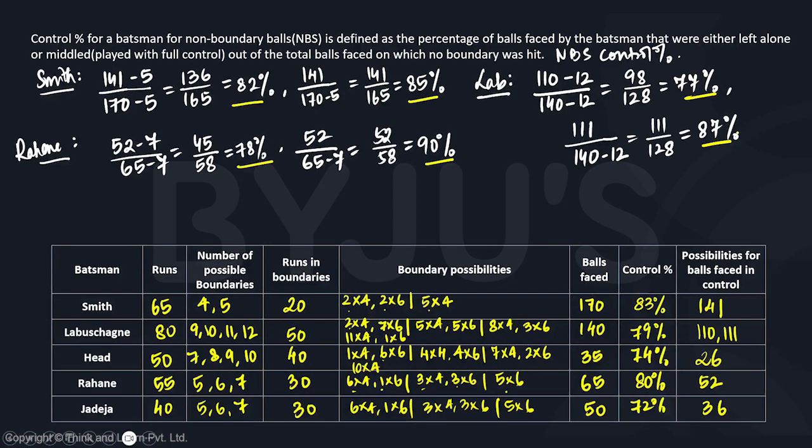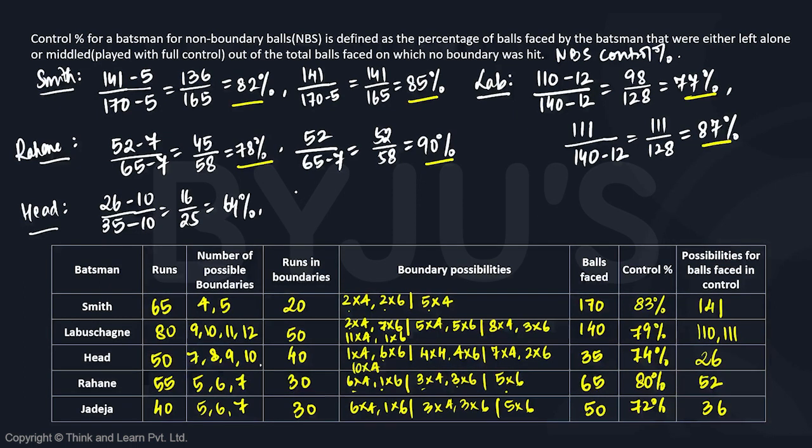Okay. Let's calculate for Head now. For Head, we have total 26 out of 35. So this is going to give us 26 out of 35. If we want it to be minimum, we will get rid of the maximum number of boundaries from here. So this will give us 16 out of 25, which is a very easy percentage, 64%.